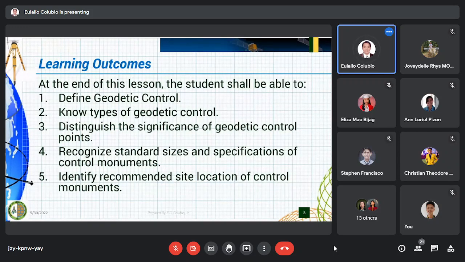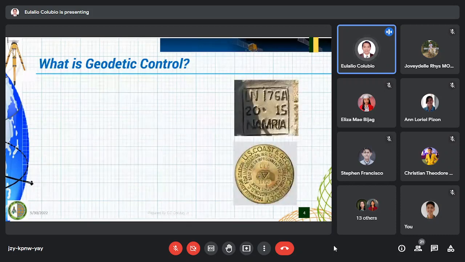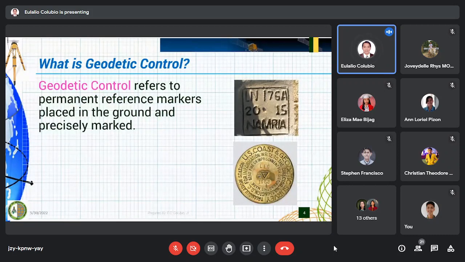All right. So what is geodetic control? In our geodetic surveying, in your lab exercise number 2, supposedly, if we were having face-to-face classes, you would establish these control monuments. Or, for example, here in this campus, I think we are already over-densified.